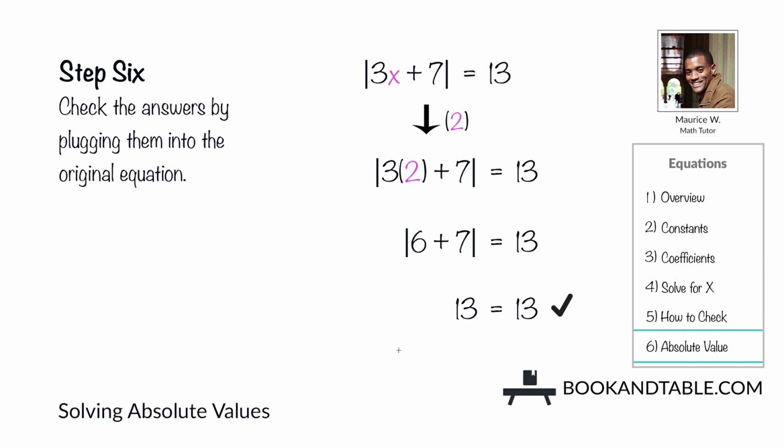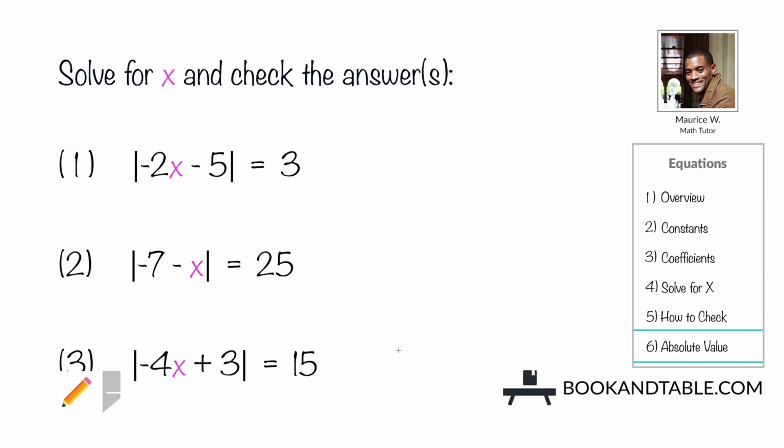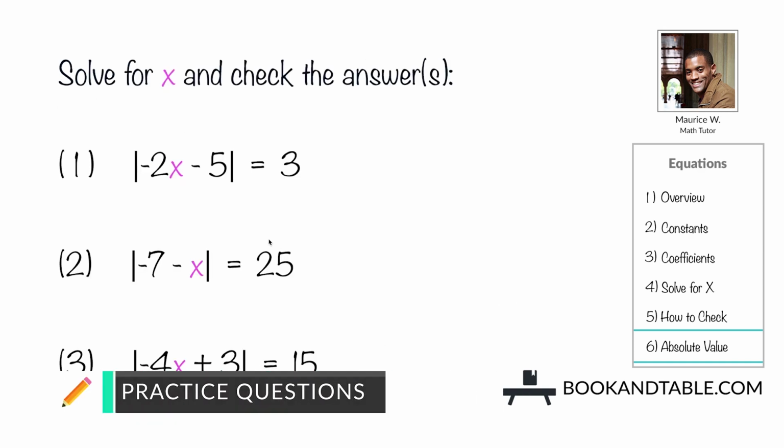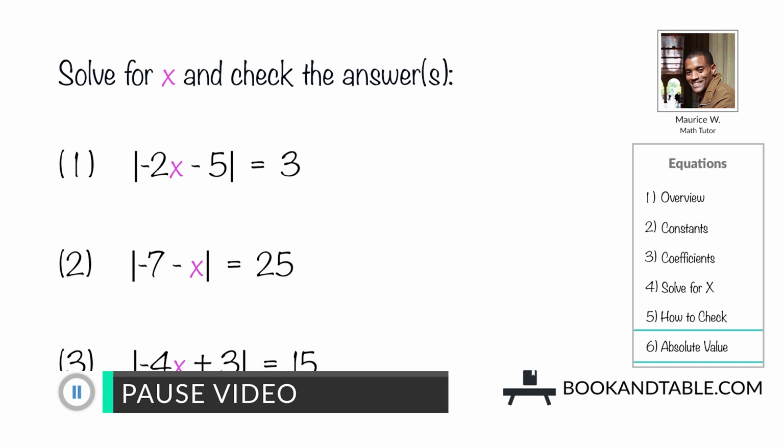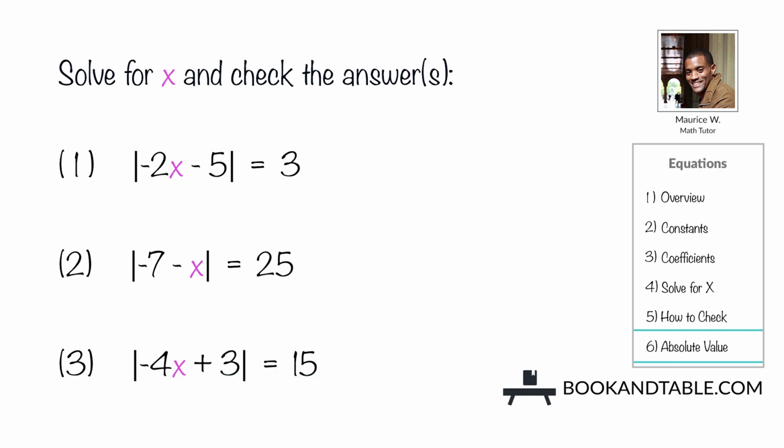So that is how you would solve an equation that includes an absolute value sign. Let's wrap things up by having you practice a few questions. Solve for x and check the answers. Question number 1, the absolute value of negative 2x minus 5 is equal to 3. Question number 2, the absolute value of negative 7 minus x is equal to 25. And question number 3, the absolute value of negative 4x plus 3 is equal to 15. Pause the video for a moment, solve these questions, and then press play when you are ready.